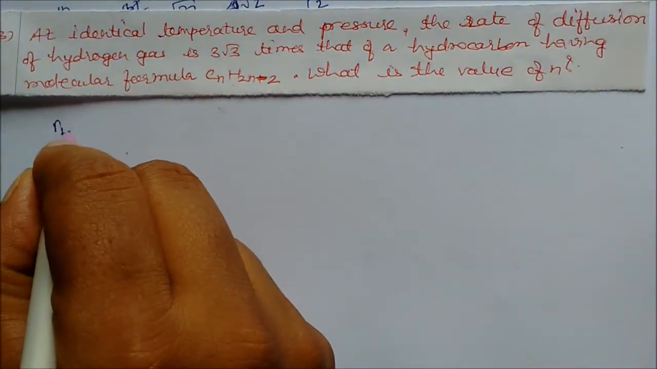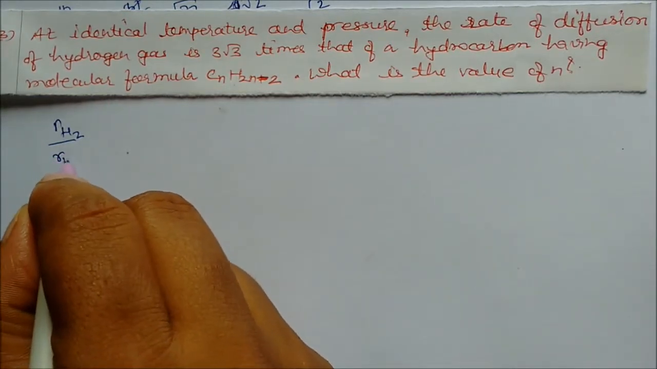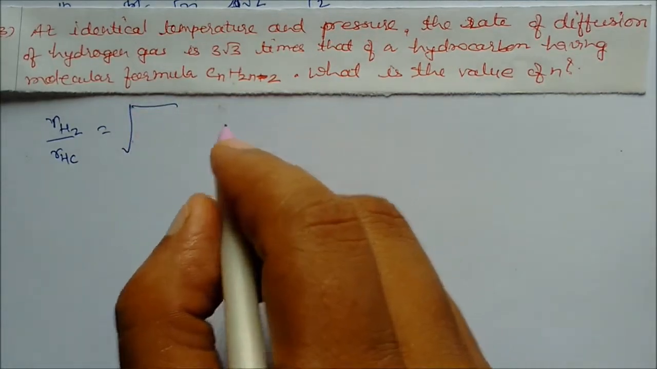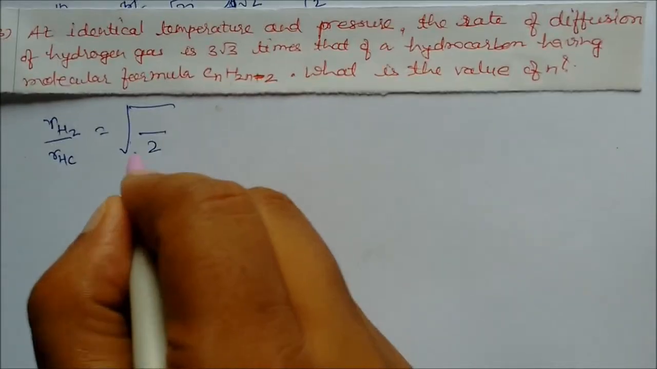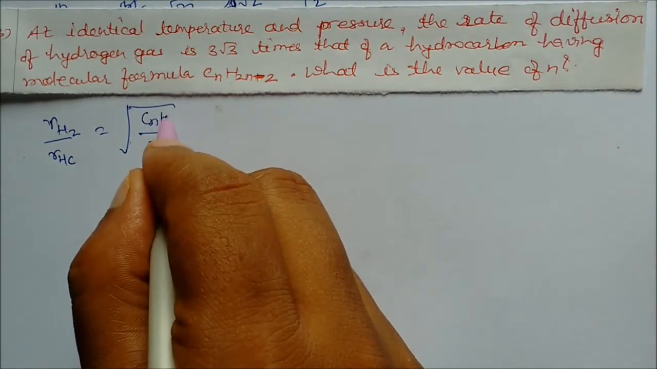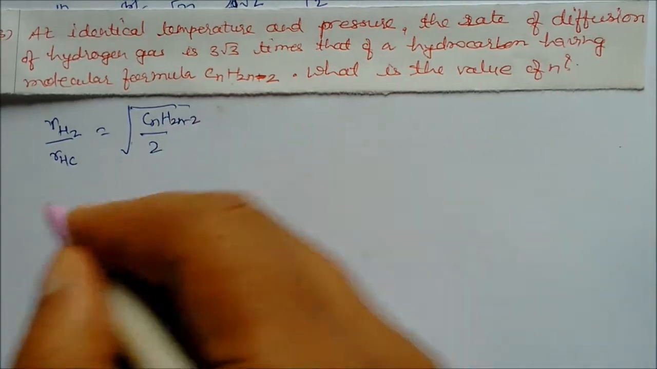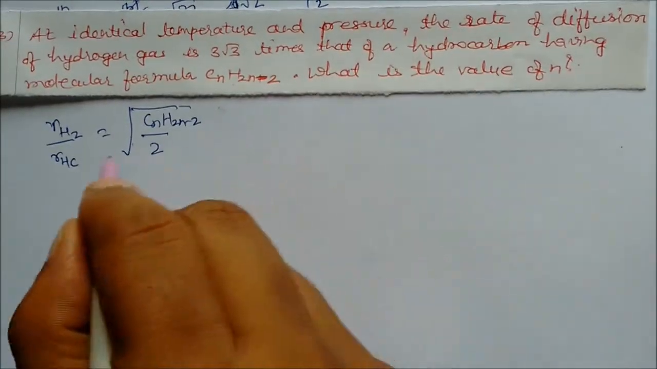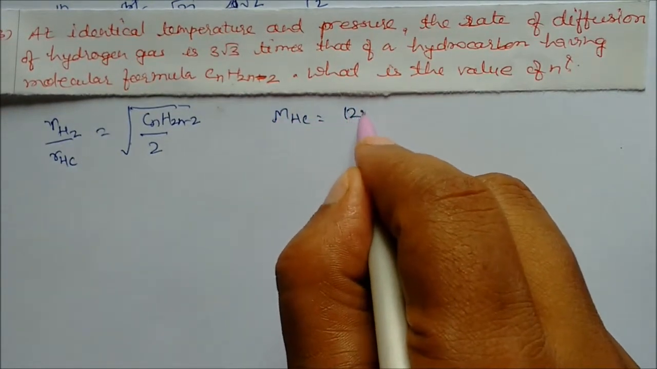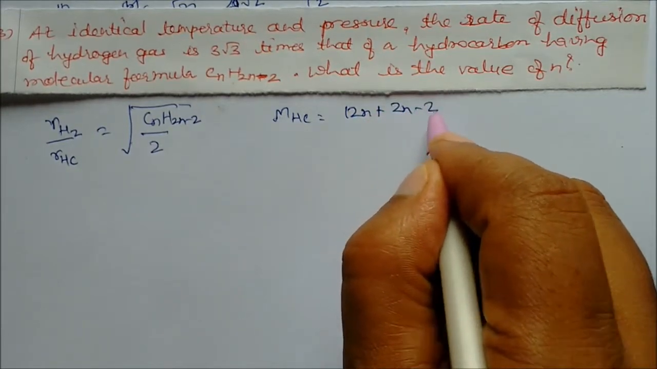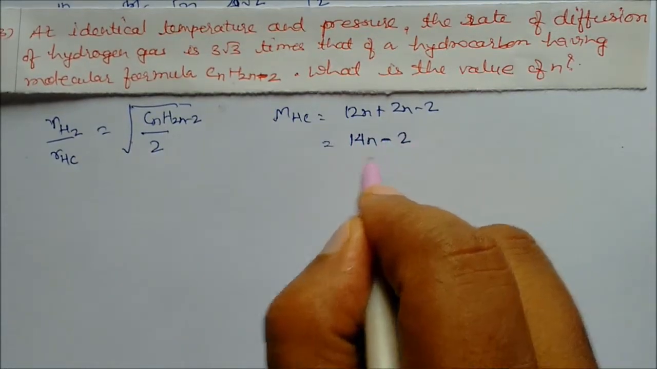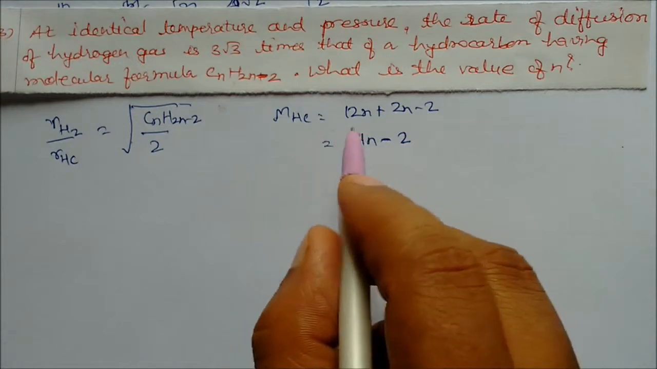So the same equation: rate of hydrogen divided by rate of hydrocarbon will be equal to the molar mass of the hydrocarbon over the molar mass of hydrogen, which is 2. Here we put the molar mass of the hydrocarbon CnH2n minus 2, and we know that the rate is root 3 times. First we solve the molar mass of the hydrocarbon, that is 12n plus 2n minus 2. If we solve it, we get 14n minus 2.